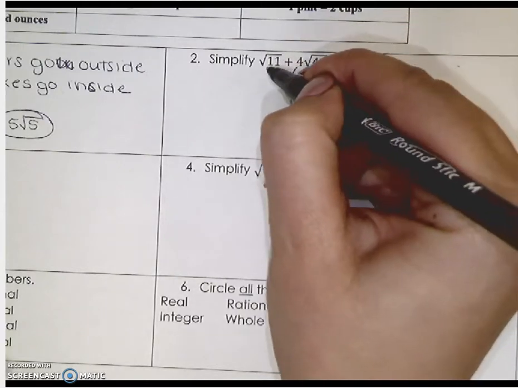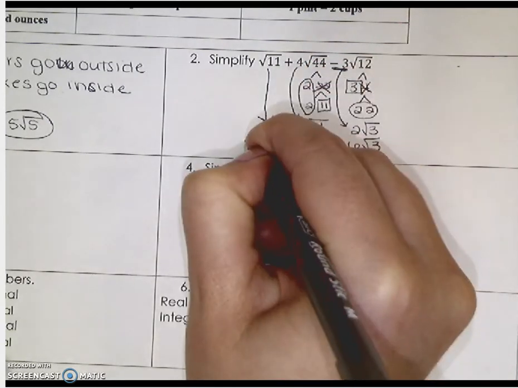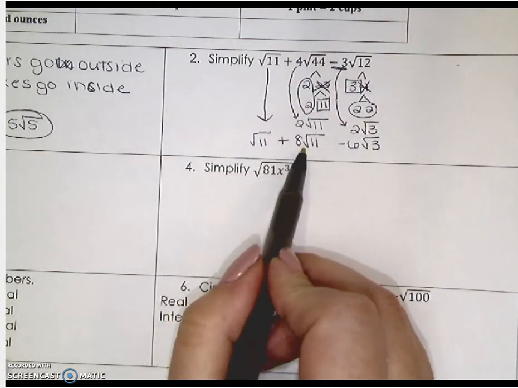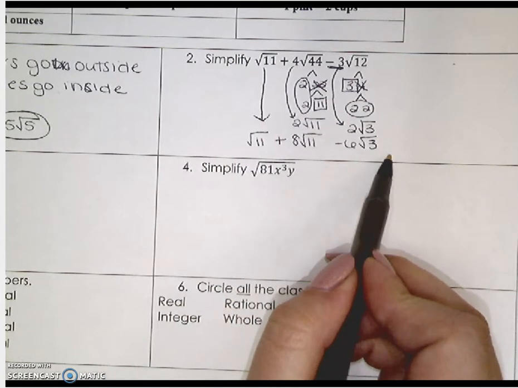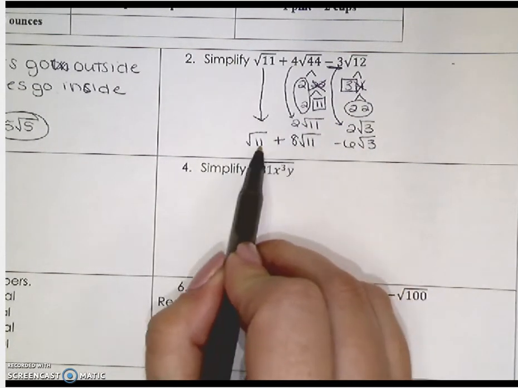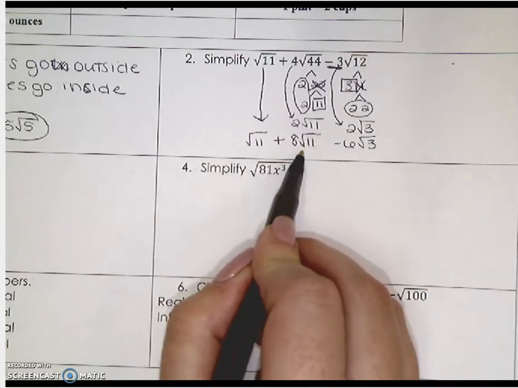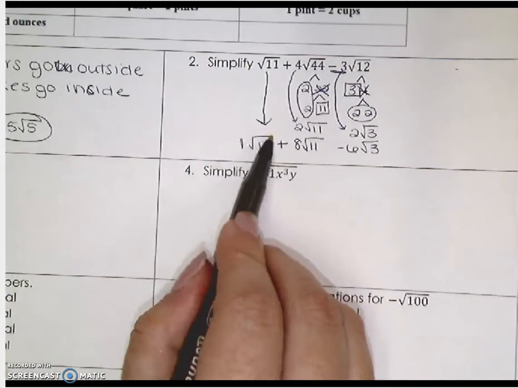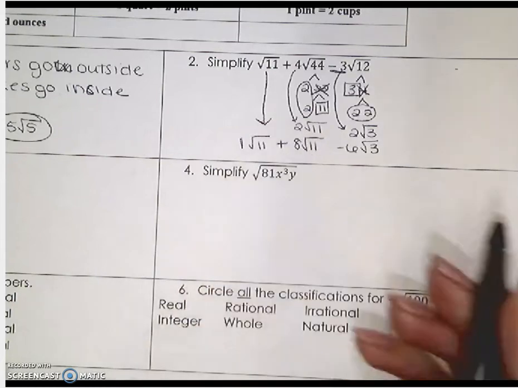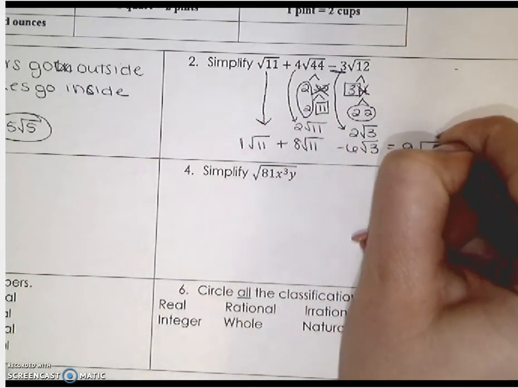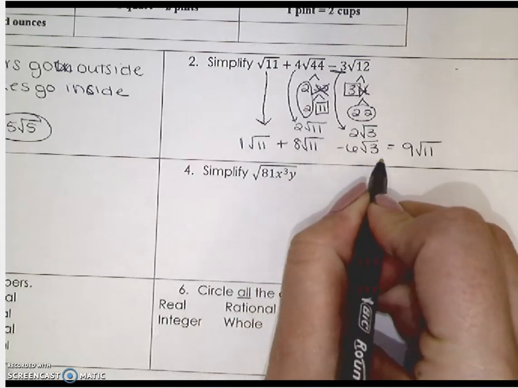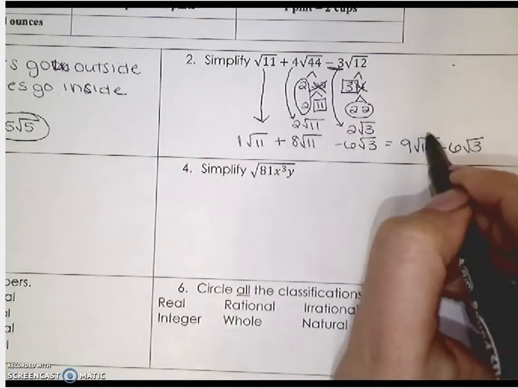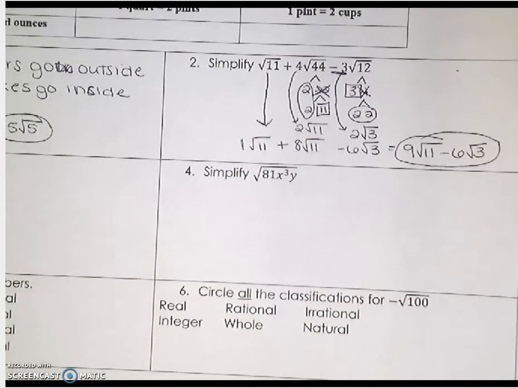I'm going to drop down my square root of 11 and the plus sign. So this becomes the square root of 11 plus 8 square root of 11 minus 6 square root of 3. Because these two square root of 11s are the same radicand, these two can be combined. So they're like radicands, they can be combined. So 1 square root of 11 plus 8 square root of 11 is 9 square root of 11. And this minus 6 square root of 3 does not have a like radicand, so I'm going to leave it as minus 6 square root of 3. And that would be my final answer.